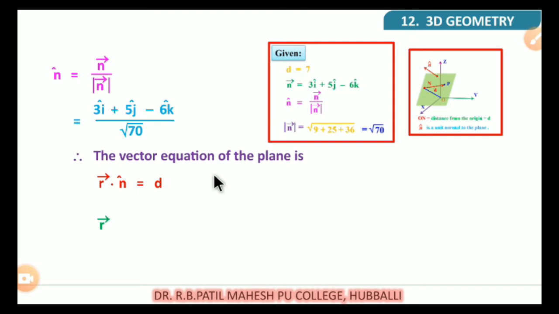Now we can replace the values here. R dot n cap, which is 3i plus 5j minus 6k divided by square root of 70, is equal to the D value, which is 7. So this is the vector equation of the plane.